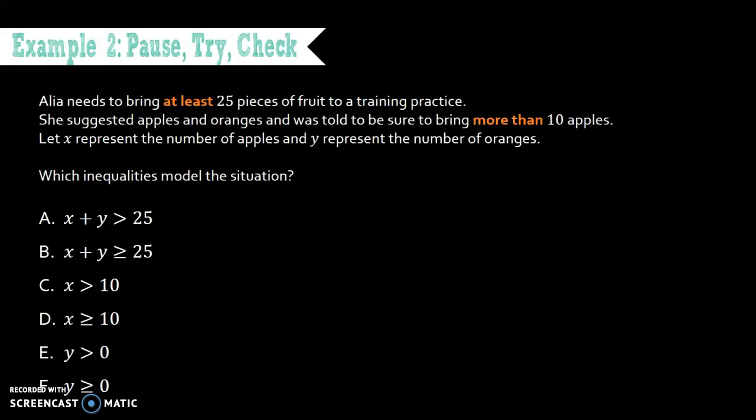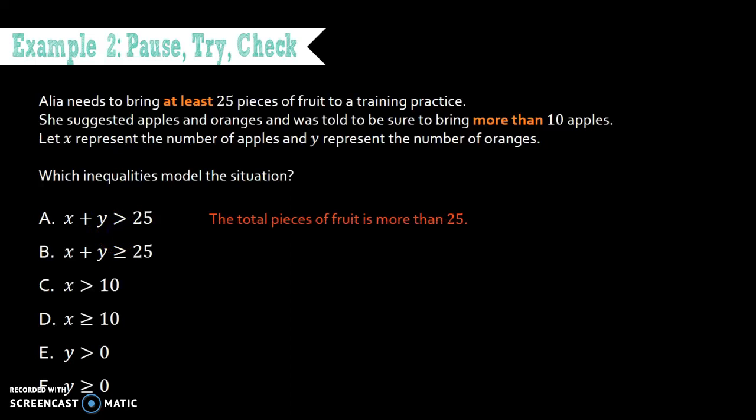Aaliyah needs to bring at least 25 pieces of fruit to a training practice. She suggested apples and oranges and was told to be sure to bring more than 10 apples. Let X represent the number of apples and Y represent the number of oranges. Which inequalities, plural, model the situation? So you can choose more than one answer. Let's test out choice A. We're saying X is apples and Y is oranges. I want to know if apples plus oranges has to be greater than 25.